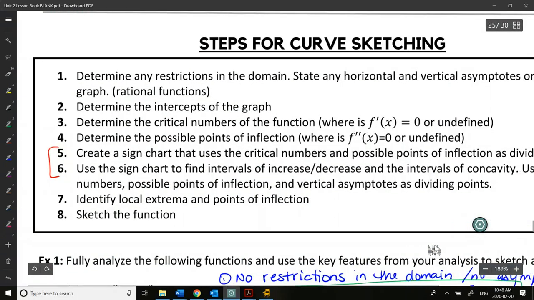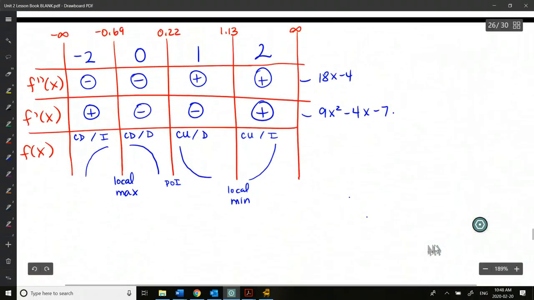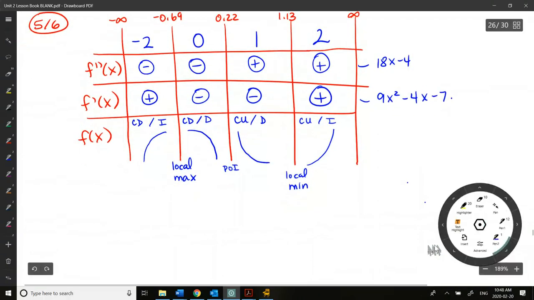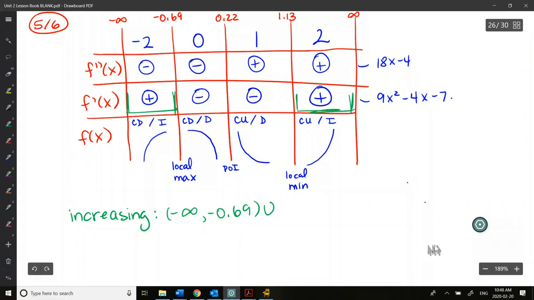Okay, so I'll scroll down in 1 second. Number 6 also asks us to identify intervals of increase, decrease, and intervals of concavity. So we're just going to take a second and list those out. Where I'm looking for increasing, I'm looking along these intervals here. So we are increasing in this interval and also in this interval. So we would want to say from negative infinity to negative 0.69, and then also from 1.13 to infinity.